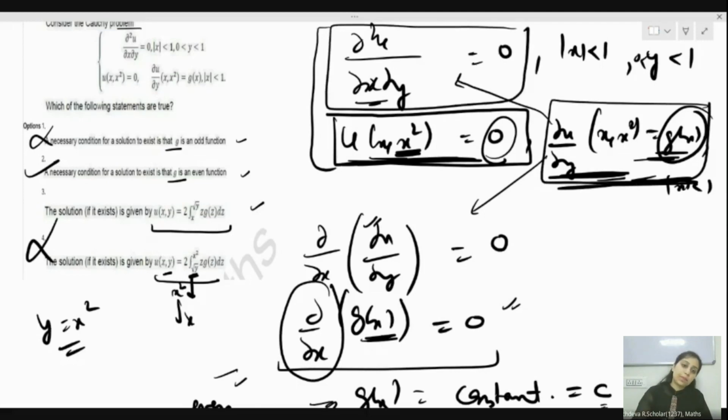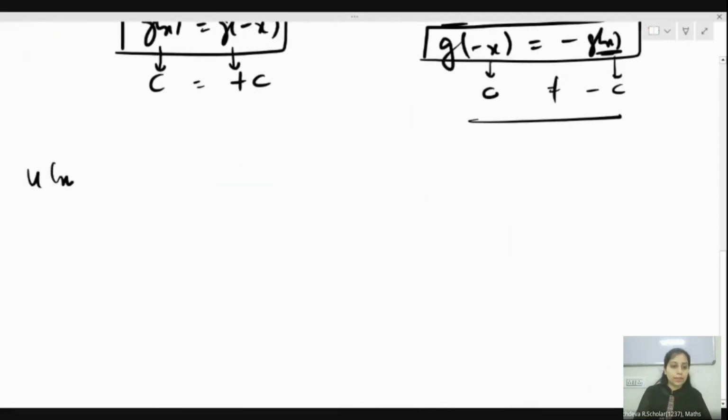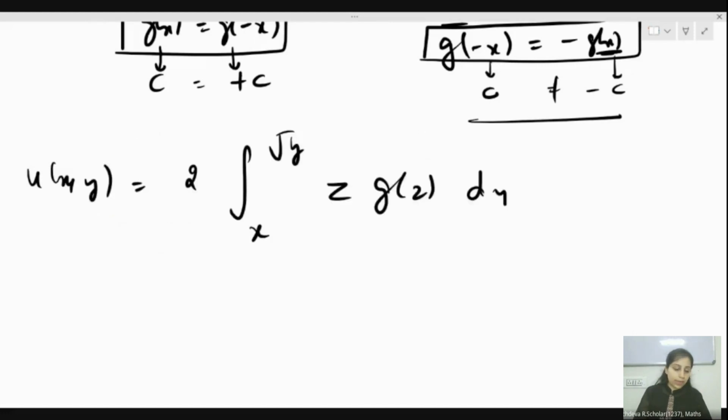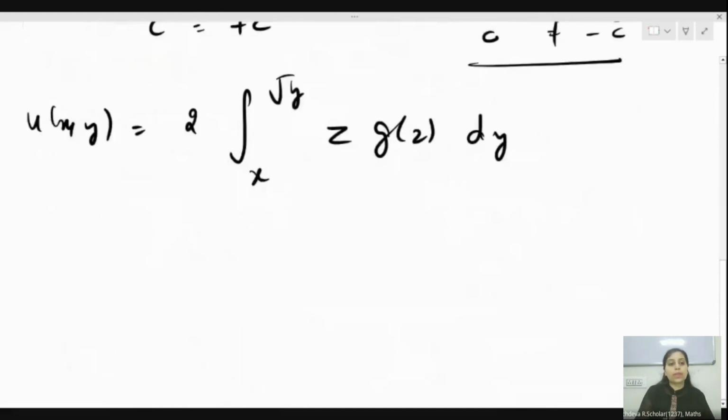Let us check. The option number third is u(x, y) equal to 2 times the integral from x to root y of z g(z) dz. And we have to find the derivative with respect to y. How can we do the derivative with respect to y here? Very simple. Here the limits are based on y and x, and we have to do the derivative with respect to y.